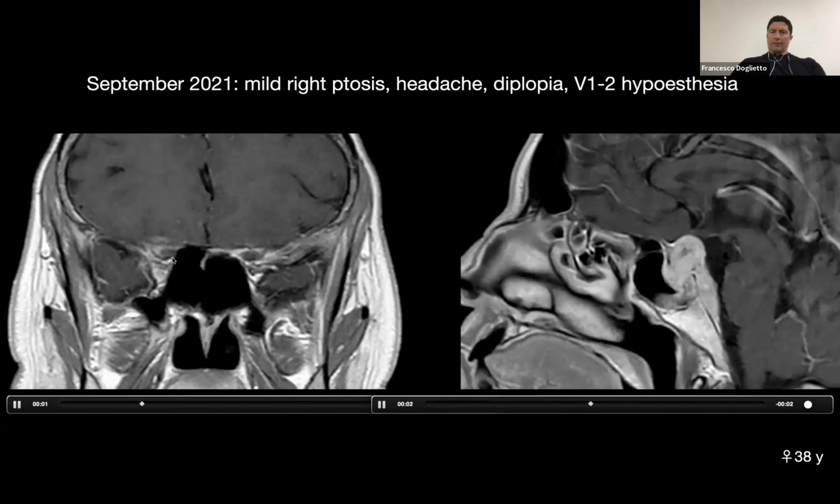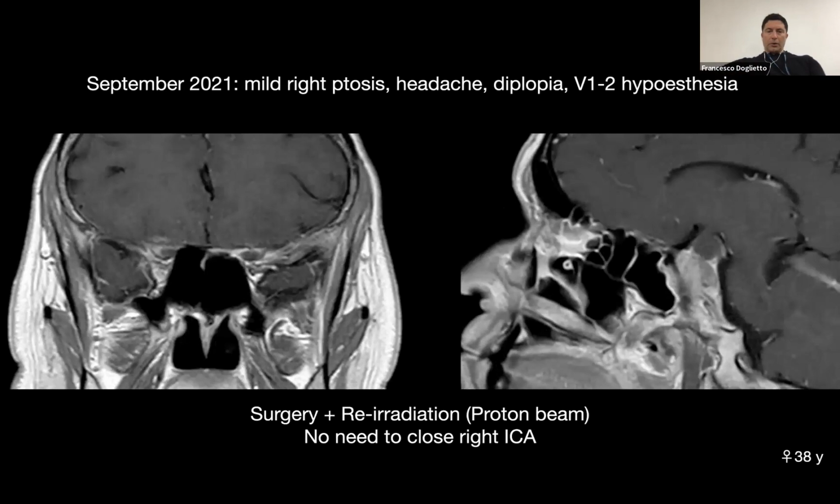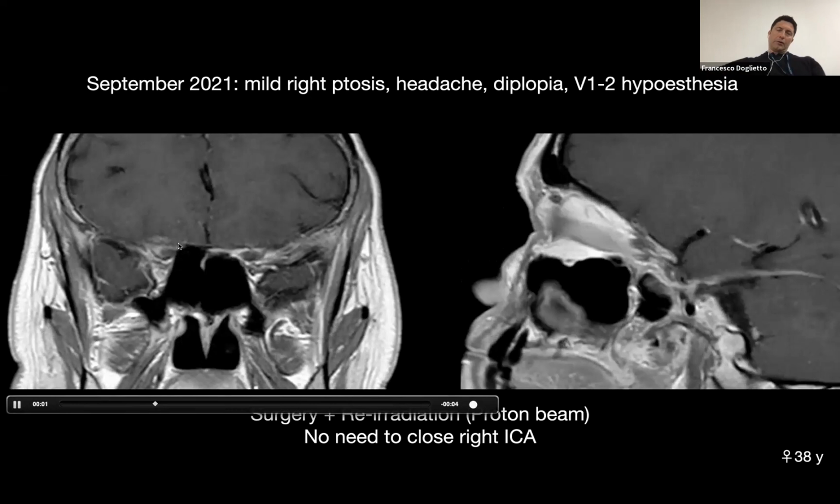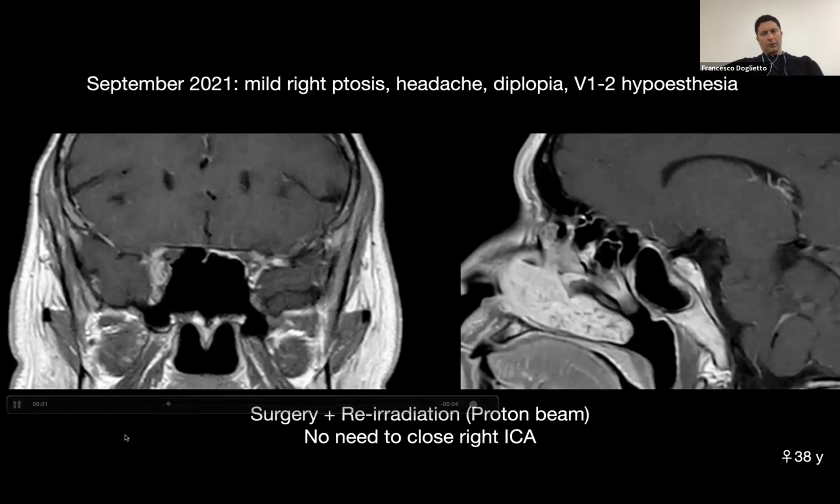So we discussed this in our board and we opted for a plan of surgery and re-irradiation. I was worried about this component. So I spoke to the center in Pavia, which is one of the few centers in Italy that do proton beam.